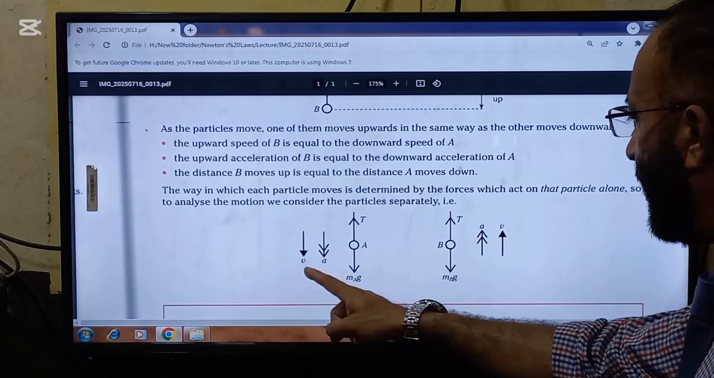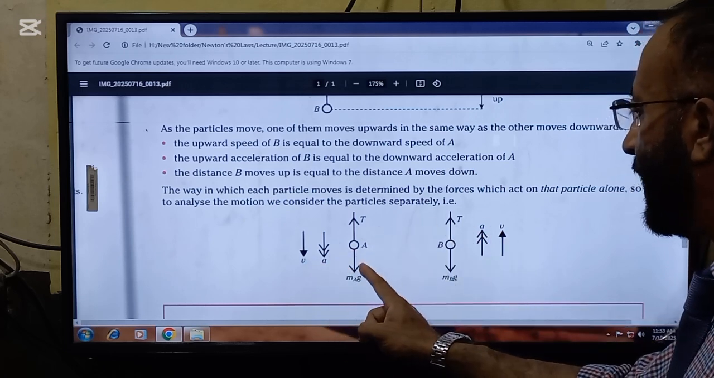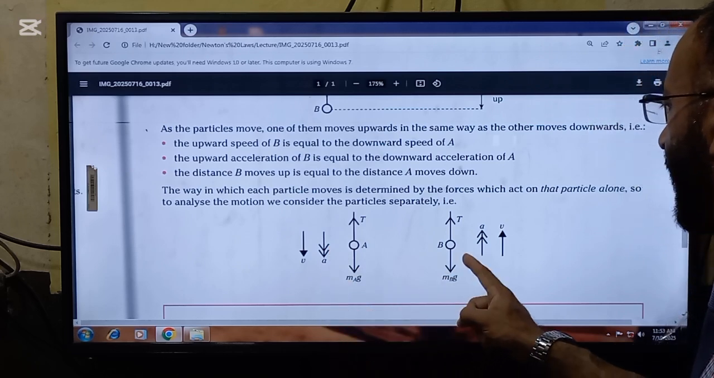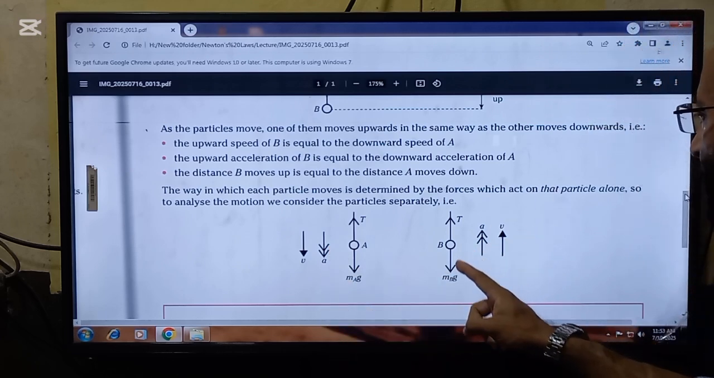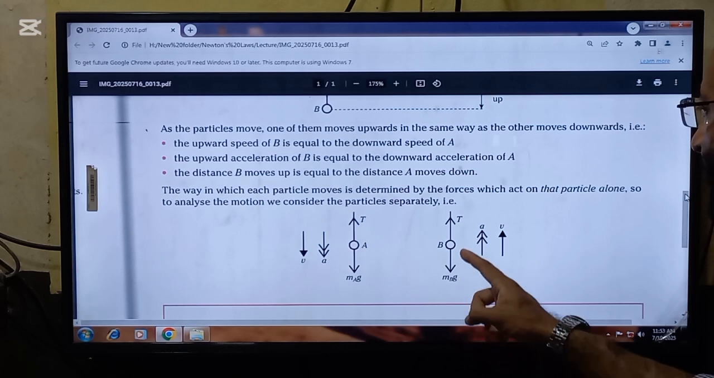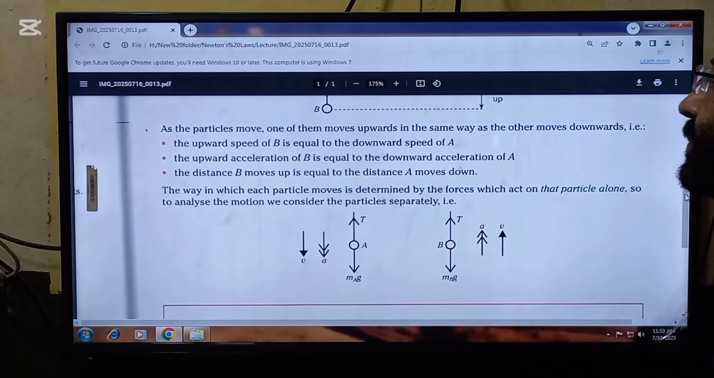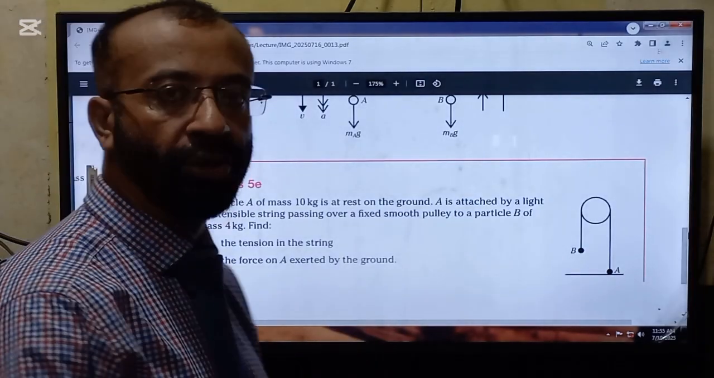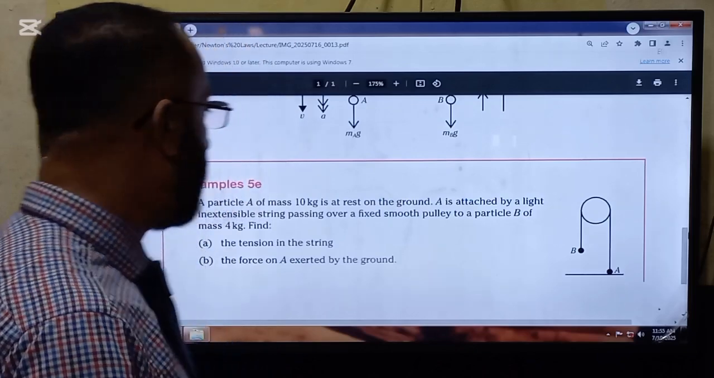So velocity will be equal. Okay, acceleration will also be equal. A's acceleration is in the downward direction and B's acceleration will be in the upward direction. Okay, the weight of body B will act in the downward direction and the tension in the string will be in the upward direction. So here is a question in this topic. So concentrate, that will make your concepts more clear.